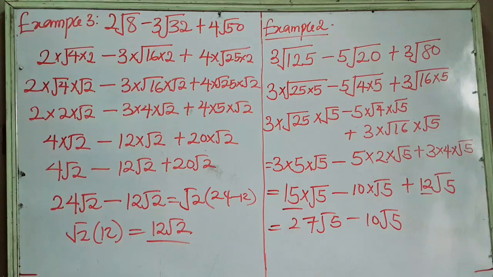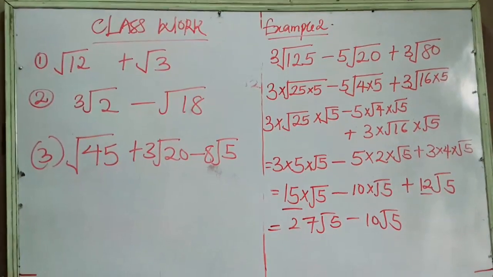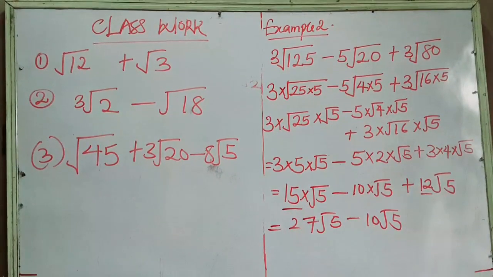So now we want to give you a classwork where you will help us to practice, and you also give us the answer in the comment section. So this is the classwork. The first one is root 12 plus root 3. You simplify, you add them together, you write your answer in the comment section. The second is root 32 minus root 18. The third one is root 45 plus root 20 minus 8 root 5.